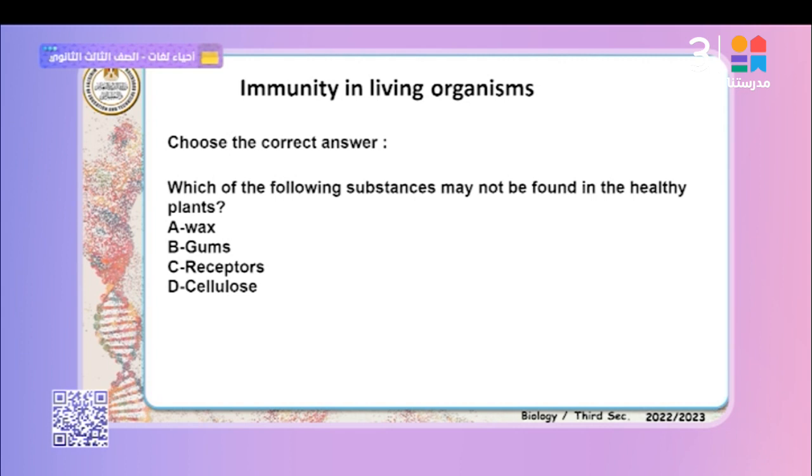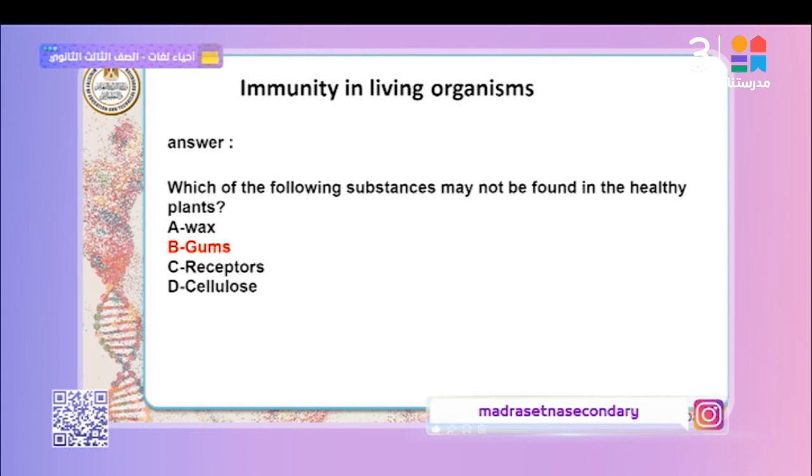Choose the correct answer. Which of the following substances may not be found in the healthy plant? Wax is found in the healthy plant. Gums, no: induced structural defense is found after the infection, which means that the plant is not healthy. So the best answer is gums. Receptors are found before and after the infection. Cellulose is found before and after the infection. So the best answer is gums.